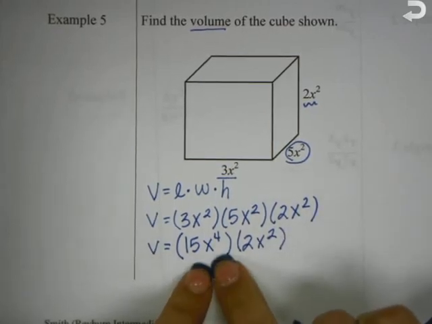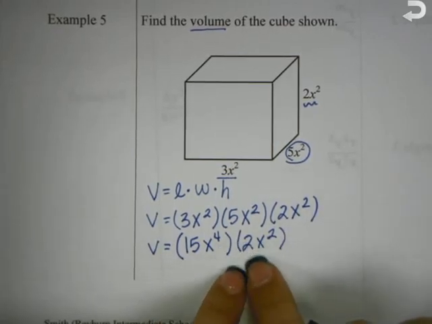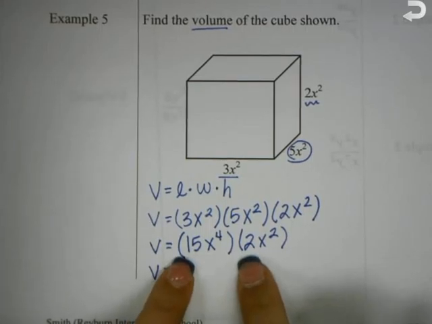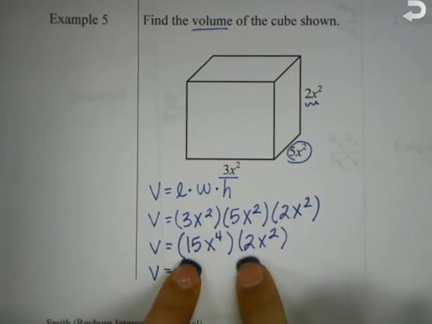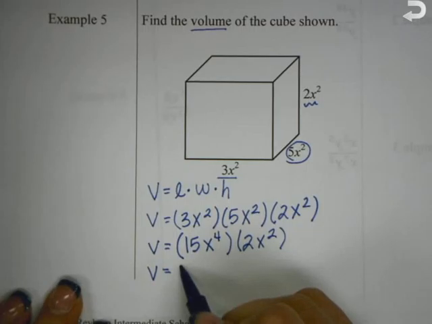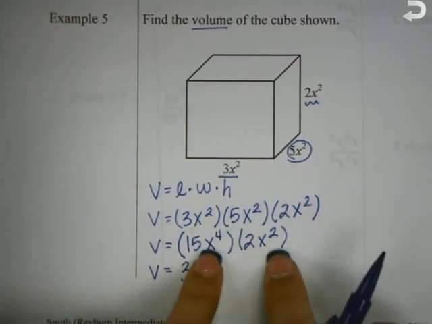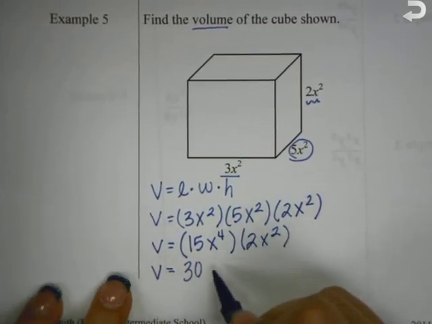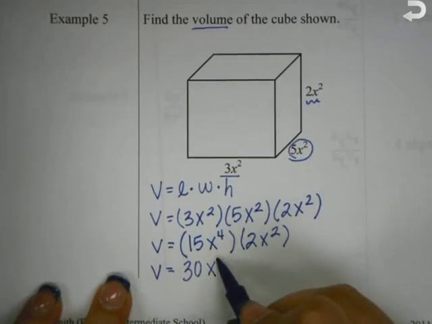So we're going to do the whole thing again. Signs, positive times a positive, positive. Numbers, 15 times 2? 30. And variables, x to the 4th times x squared. X to the 6th. 4 plus 2 gives me 6. So my volume is 30x to the 6th.